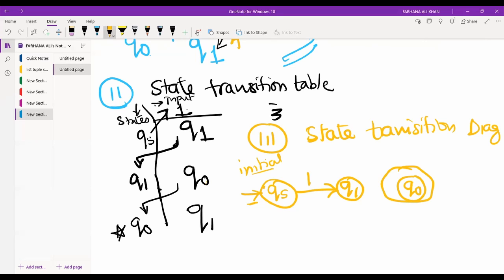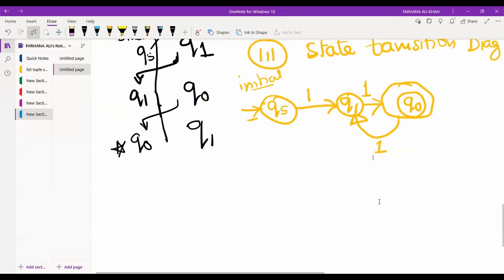Now Q1 on 1 goes to Q0. So we'll connect an arrow from Q1 to Q0, and we have to write the input symbol over it. Now Q0 on 1 goes back to Q1. So I will draw an arrow from Q0 back to Q1, and write the input symbol there. This is the end of the state transition diagram, because we have considered all the states QS, Q1, Q0. Now the fourth thing we have to do in the TCS method is to cross-check our finite automata machine.